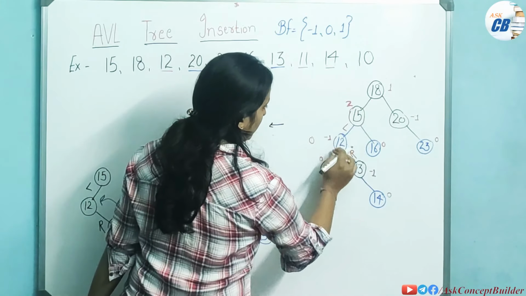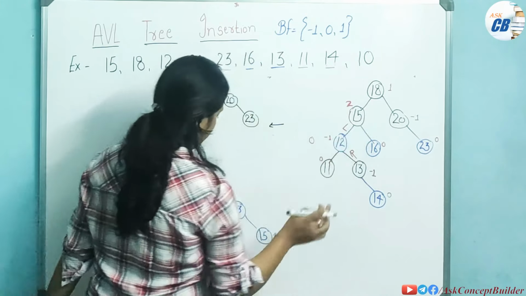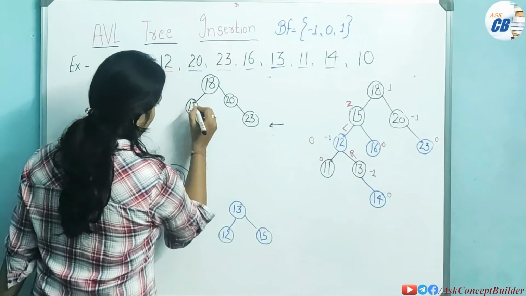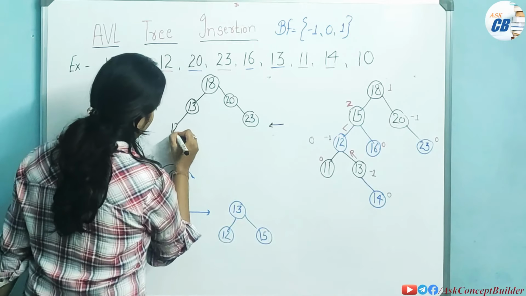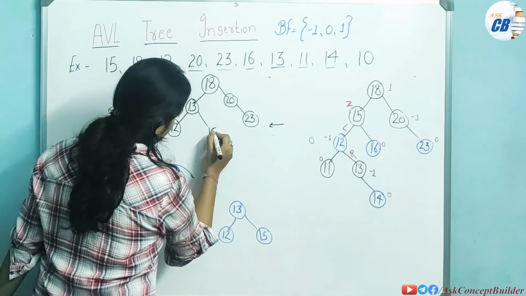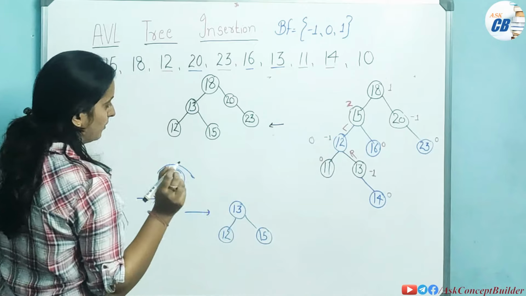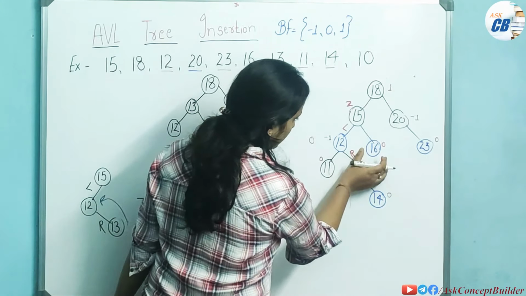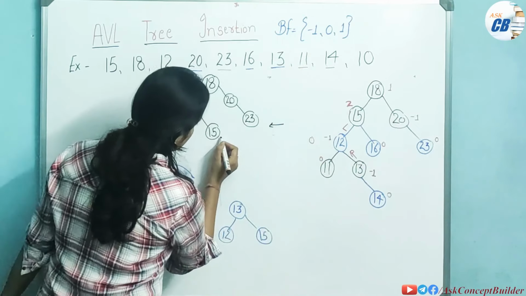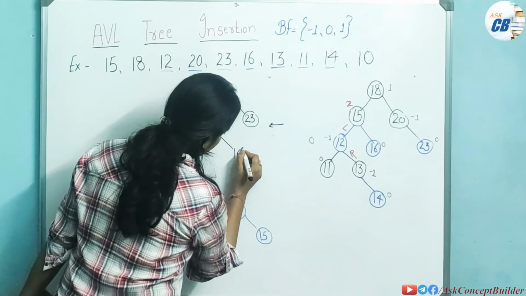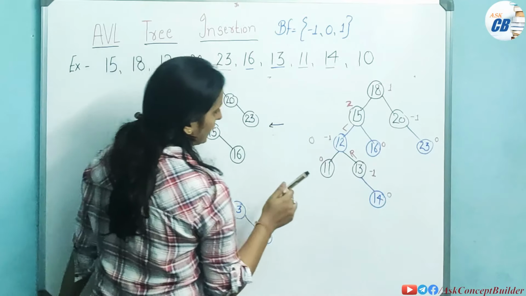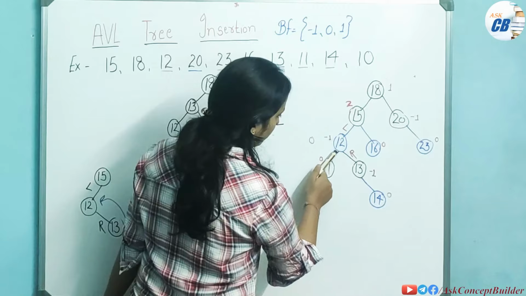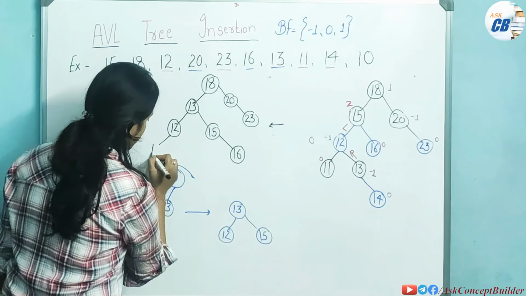Now see here, when we come here, instead of 15 what has become the root node? 13. So now 13 has become the root node and we will write 12 and 15 as it is. This much we have got after balancing. Now we'll see the other nodes. 16 is on the right of 15, so 16 will come here on the right of 15. Again, 11 is on the left of 12, so 11 will come here as it is.